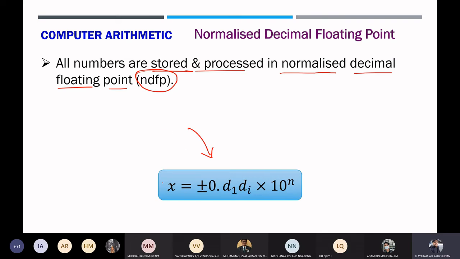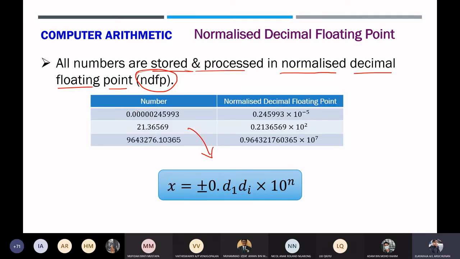Usually it will be expressed as x equal to plus minus 0.d1 d2 ... dk times 10 power of n. So it's not in sequence form. Say for example the actual number is 0.0000024593. In order to write it in the normalized decimal floating point or NDFP form, you can write it in the form of Mantissa.